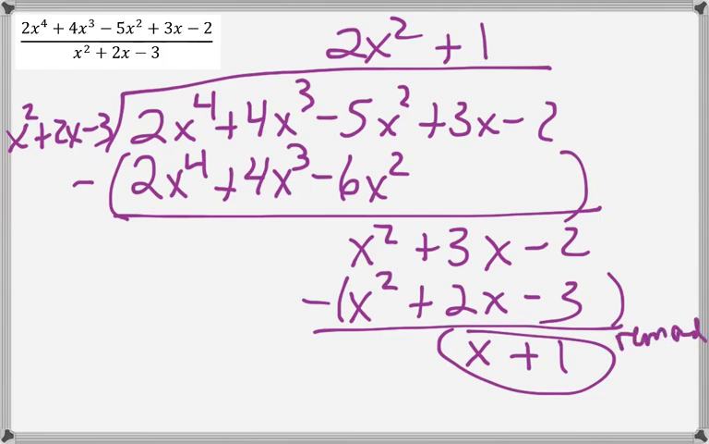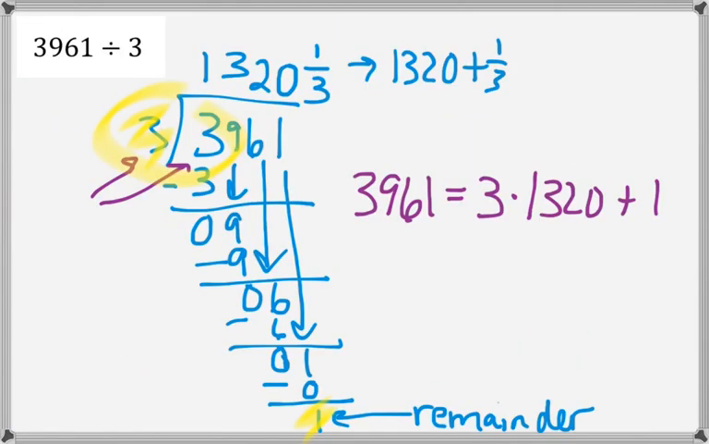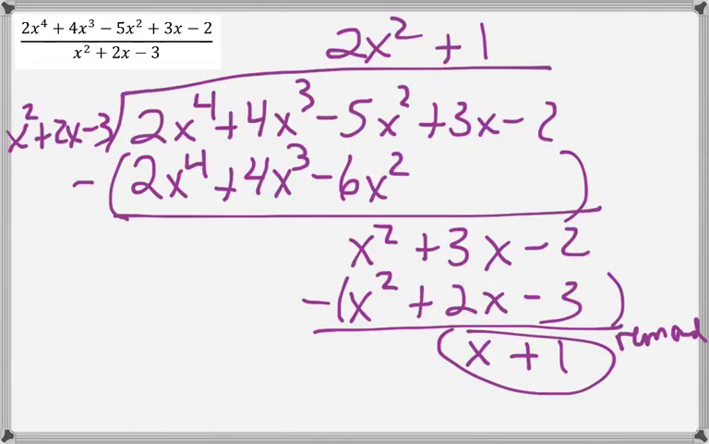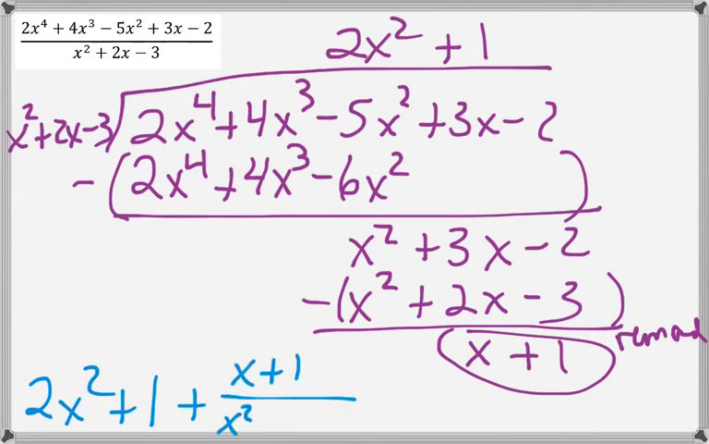And so I'm not sure how they're going to ask you to write it. One thing that we discussed back here, right, we said that in this case where we had a remainder of 1, we wrote the 1 over the divisor and we said it's the same as 1320 and 1/3, or in other words 1320 plus 1/3. So they might ask you to write the answer in that format, the remainder over the divisor as an additional term there. So if that's the case, the answer would look something like this.